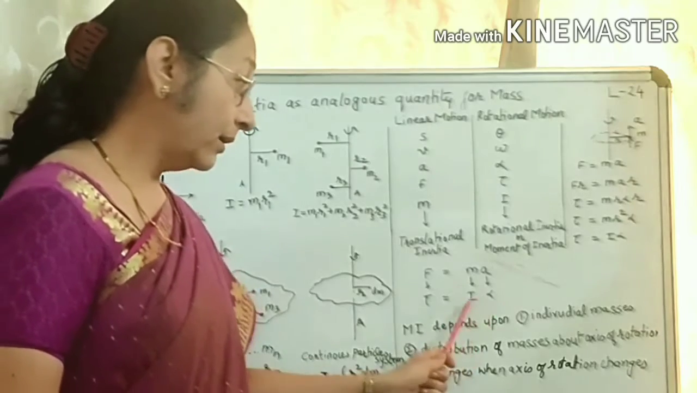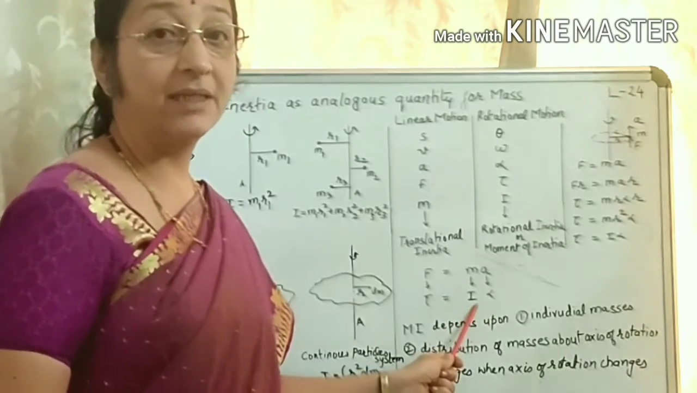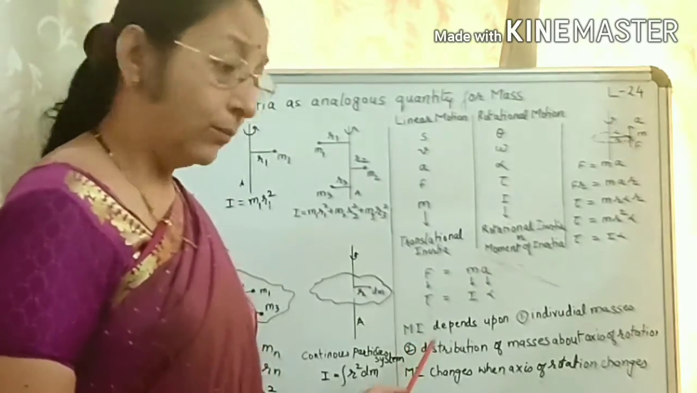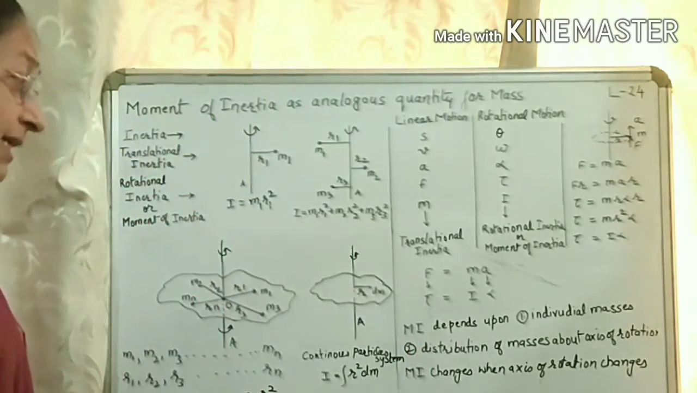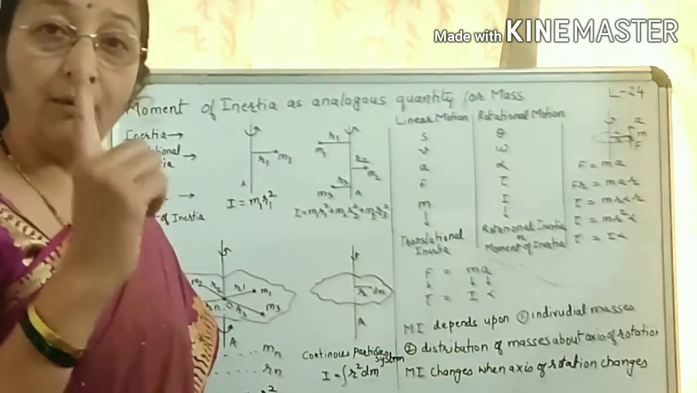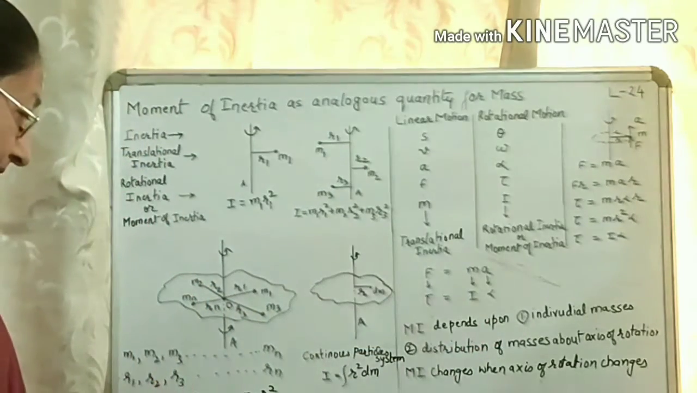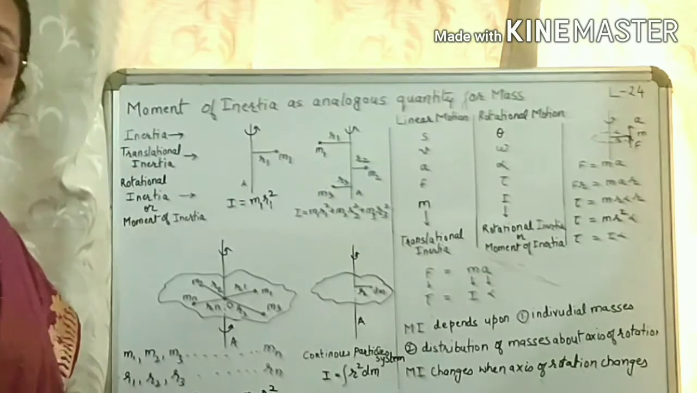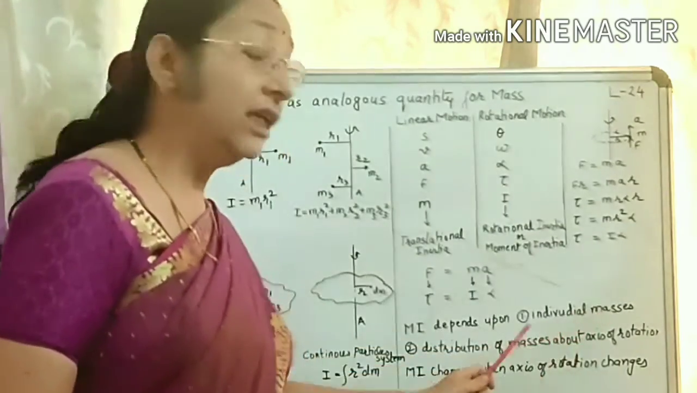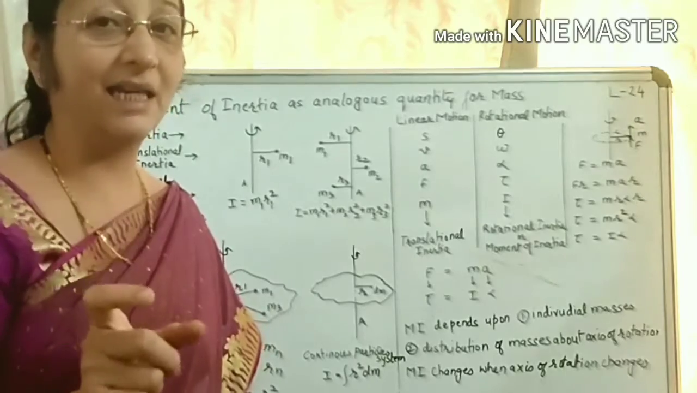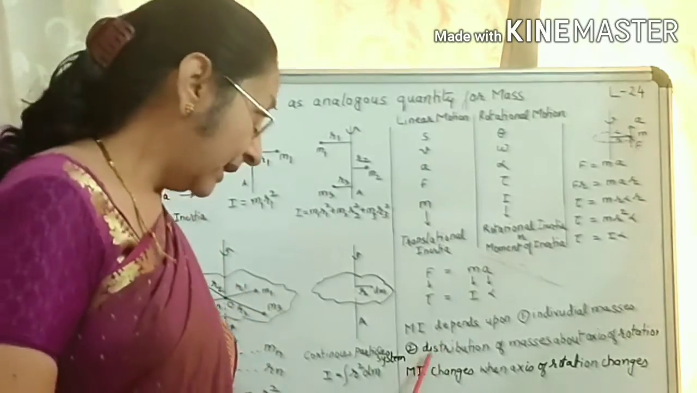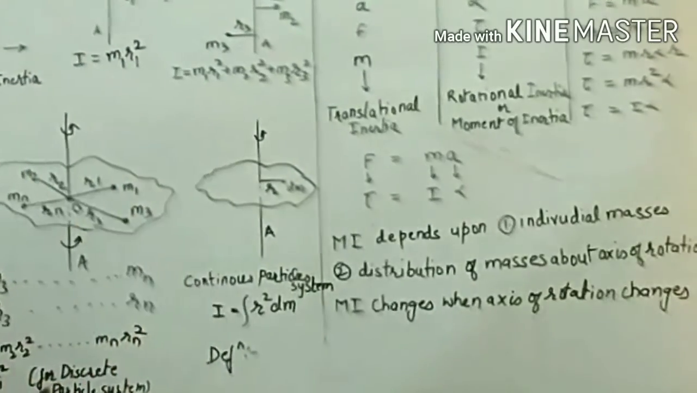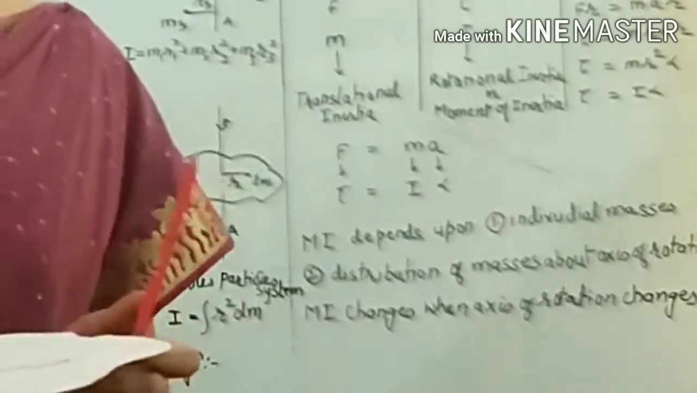So we represent moment of inertia as I. Now this moment of inertia I depends upon, number 1, the masses. I is m1 r1 square plus m2 r2 square, dot dot up to mn rn square. So it depends upon the individual masses of the particles in the system. And next, it depends upon the distribution: how the mass is distributed about the axis of rotation.